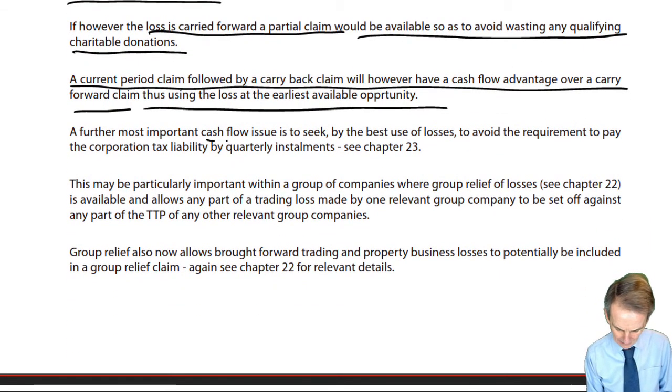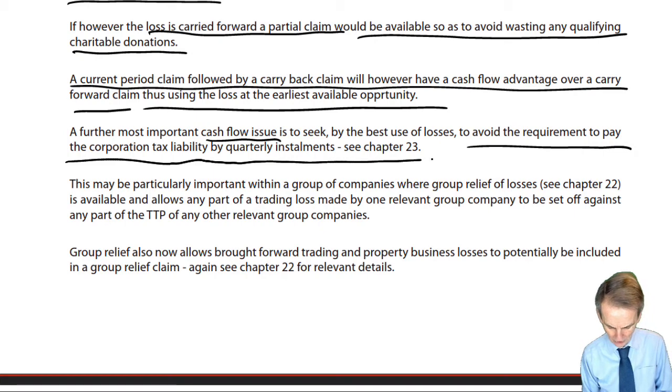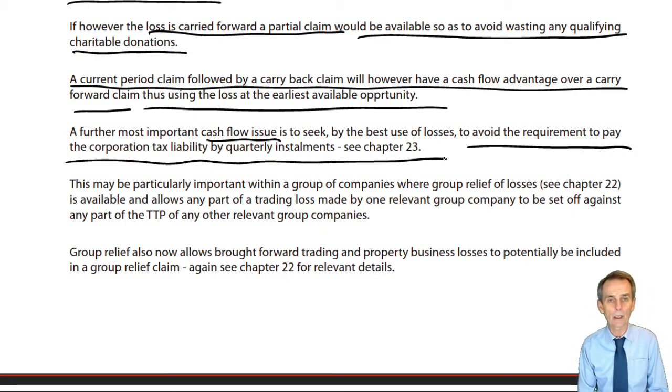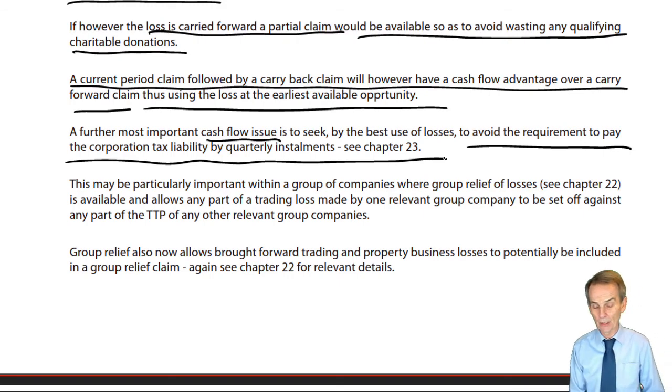Further most important cash flow issue again was to avoid, if we could, the requirement to pay our corporation tax liability by quarterly instalments. And again, the details of how that quarterly instalment system works, if you haven't already looked at it, is in chapter 23. You will find it there.